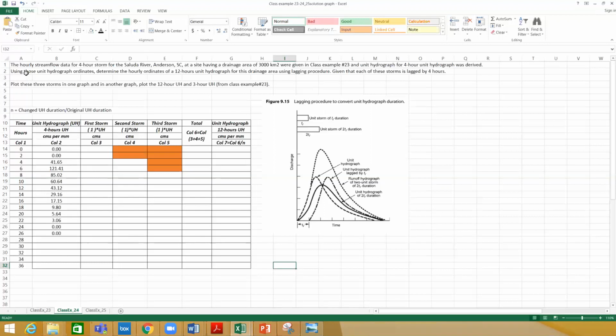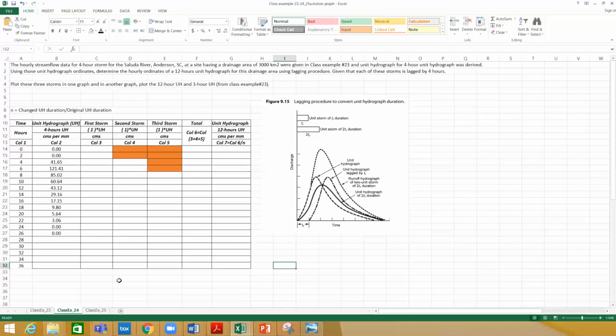Okay, so using those unit hydrograph ordinates, determine the hourly ordinates of a 12-hour unit hydrograph for this drainage area using lagging procedure, given that each of these storms is lagged by 4 hours. So basically for class example 24, we have data for a 4 hours unit hydrograph, but for the same area, if we want to develop a unit hydrograph for different duration, suppose 8 hours or 12 hours or 16 hours or 20 hours, 24 hours, how can we do that? So that's what we will do.